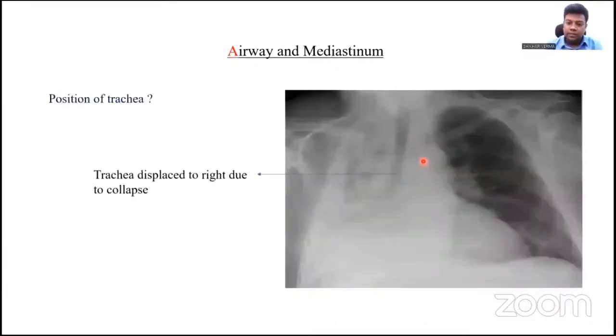But sometimes the trachea is not in the midline. The trachea is not here, rather the trachea is here. This is the air shadow. What happens here is that there is a disease in the right side of the lung, which has collapsed. Because of this collapse, the trachea is pulled towards the same side. So the trachea is not in the midline, rather it is pulled toward the right side.